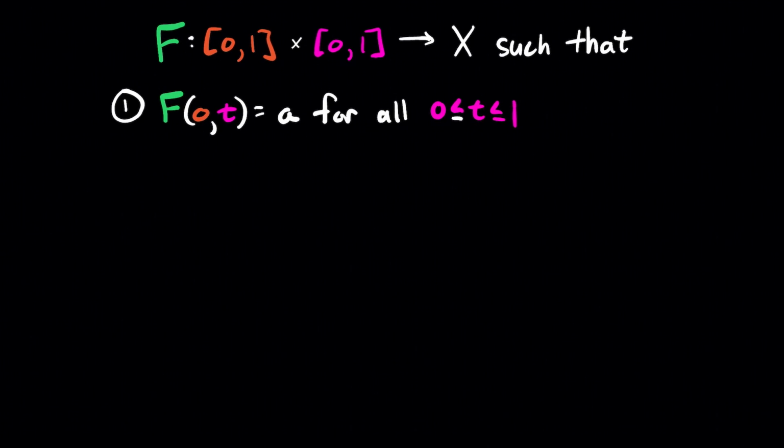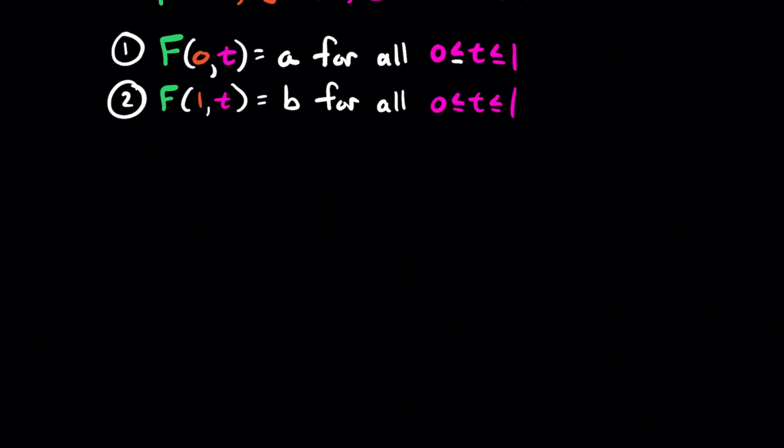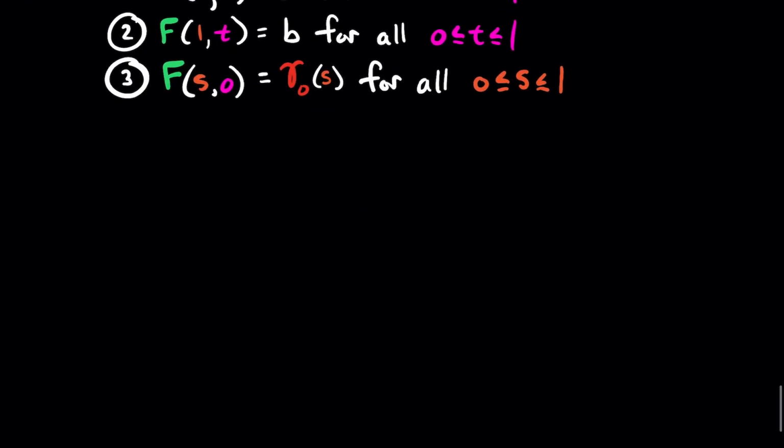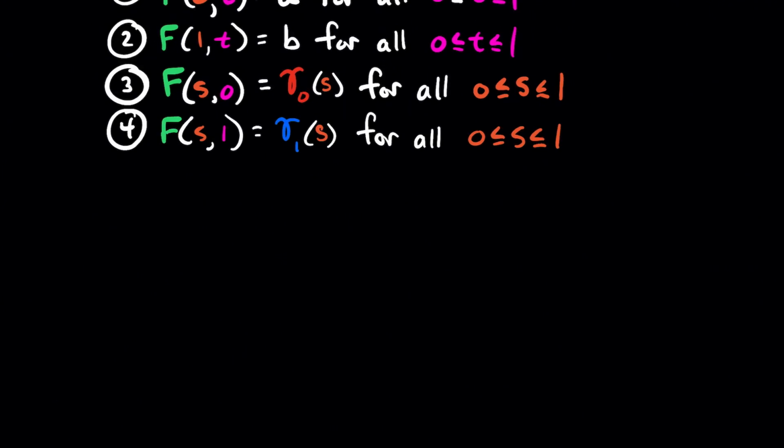The first one is that it starts at A. So F of (0, t) is equal to A for all values of t. Secondly, it ends at B. So F of (1, t) is equal to B for all t between 0 and 1. Third, F of (s, 0) should be the starting curve, gamma naught. And F of (s, 1) should be the ending curve, gamma 1.